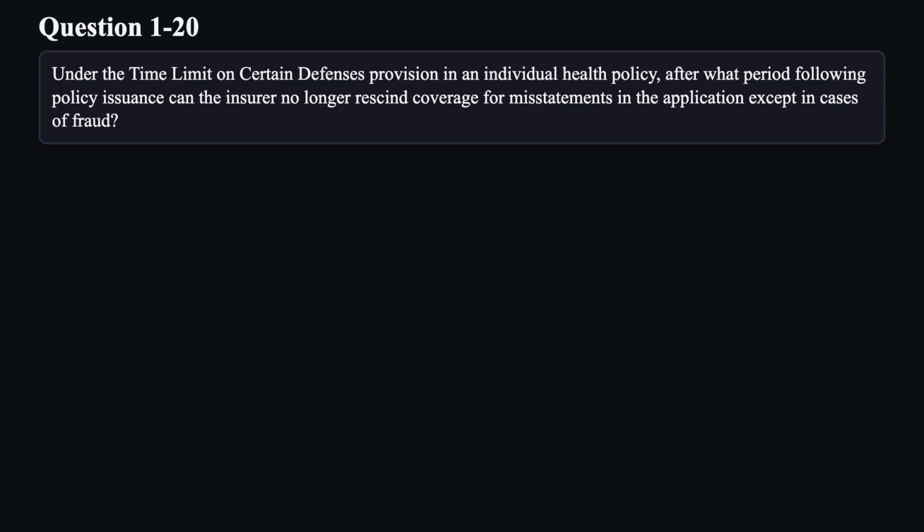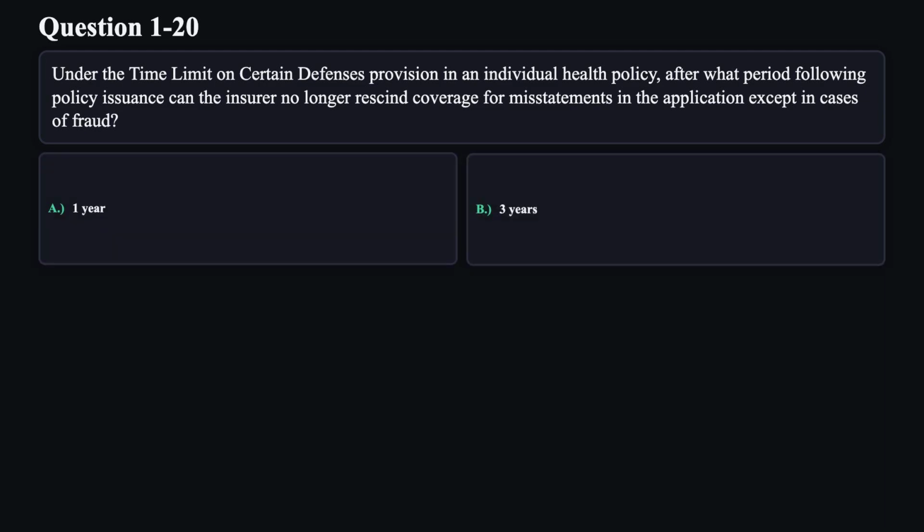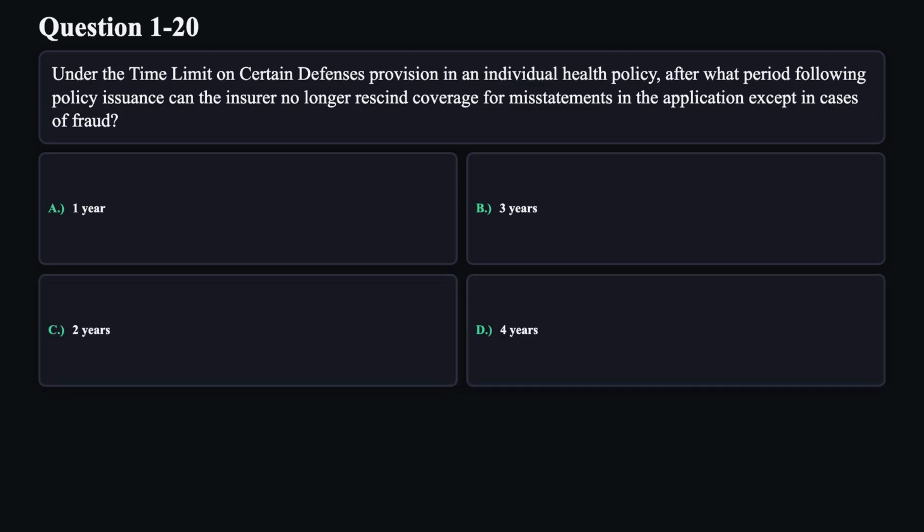Question 20. Under the time limit on certain defenses provision in an individual health policy, after what period following policy issuance can the insurer no longer rescind coverage for misstatements in the application, except in cases of fraud? A. 1 year. B. 3 years. C. 2 years. D. 4 years.